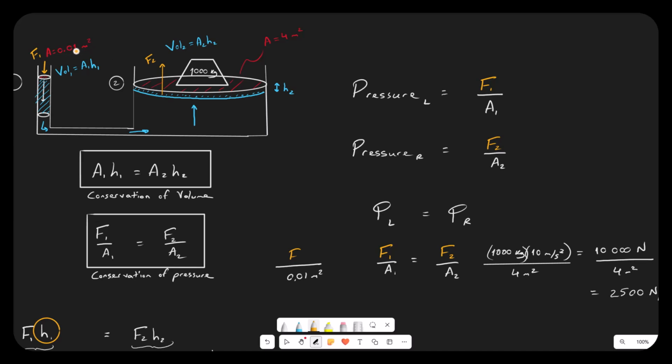It's a factor of 400 on area. Area 2 over area 1 is 400, which means H1 over H2 is going to be 400. If I want to lift this car by 10 centimeters on the right side, 10 times 400 is 4,000 centimeters. That's 40 meters. I will have to depress this side by 40 meters.